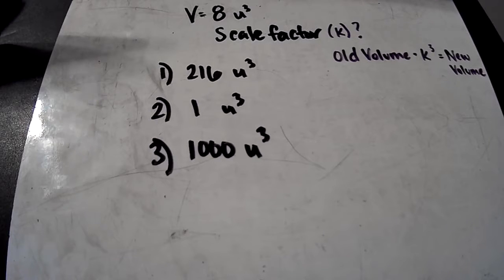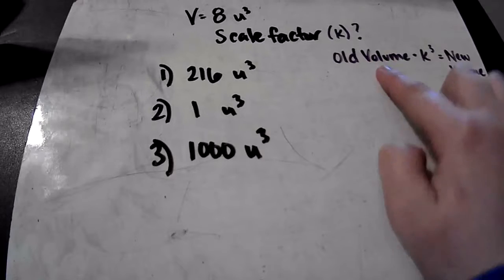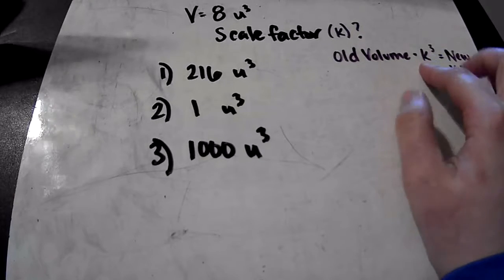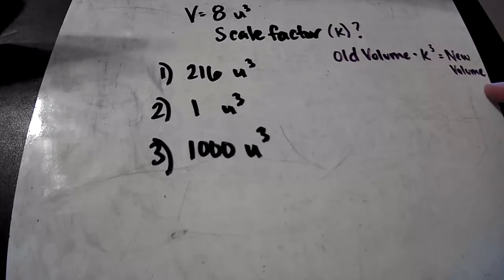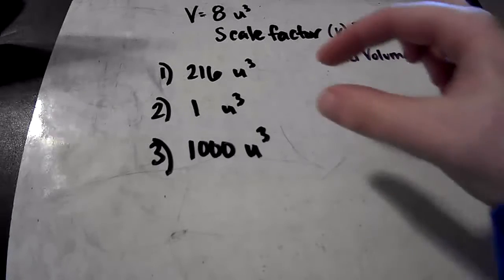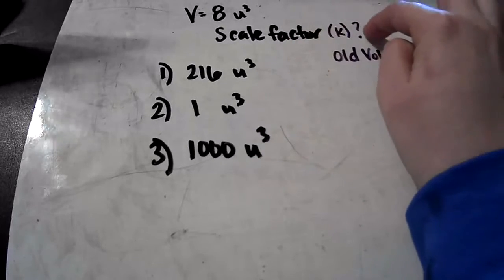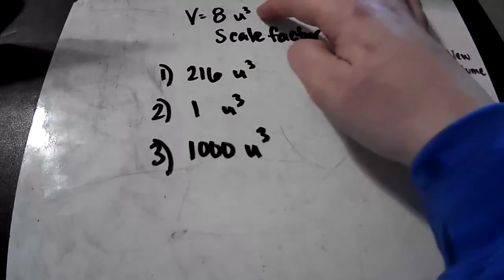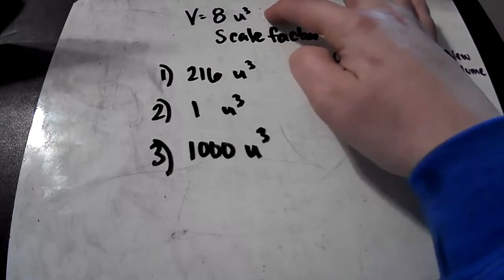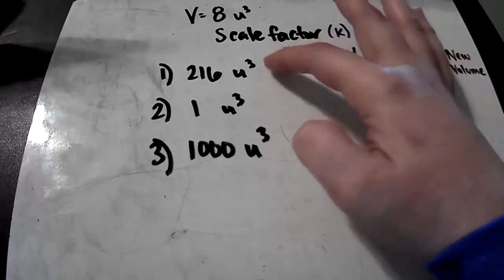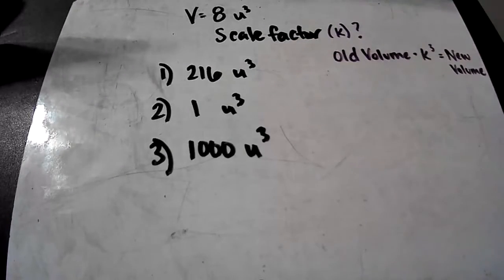All right, this is Unit 5, Lesson 7, problems 1, 2, and 3. For these problems, we're talking about volume. In this lesson, we have been talking about how you can take the old volume, multiply it by the scale factor cubed, and that's going to give us the new volume. These three questions are asking us to figure out what the scale factor is if our original volume, our old volume, was 8, and our new volumes were 216, 1, and 1000. So we're working backwards to figure out what our scale factor is.